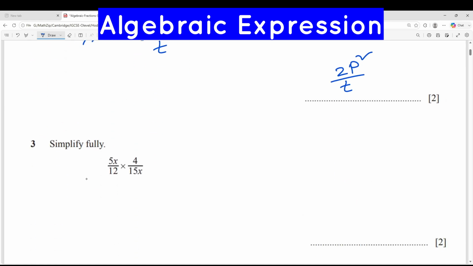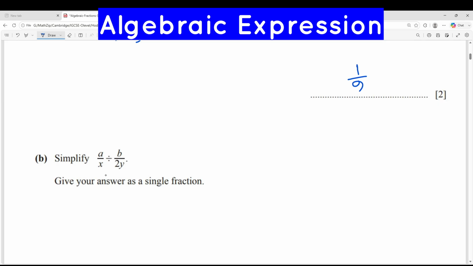Next one, simplify fully. 5x ÷ 12 × 4 ÷ 15x. So first we can divide this x and x. Then 15 can divide by 5, it will be 3. 12 can divide by 4, it will be again 3. So finally we can write, here is a 1. So 1 ÷ 3 times 3 is 9. Our answer is 1/9.